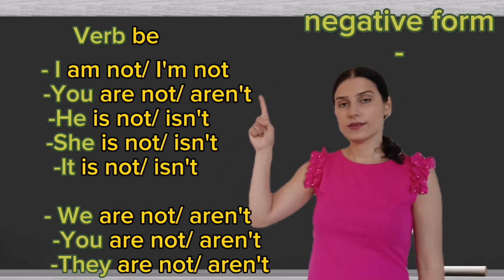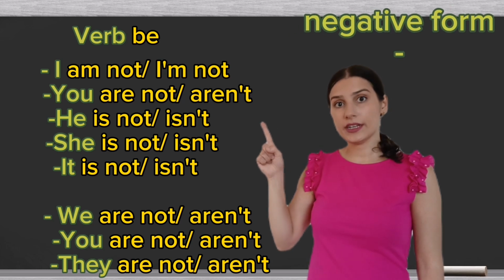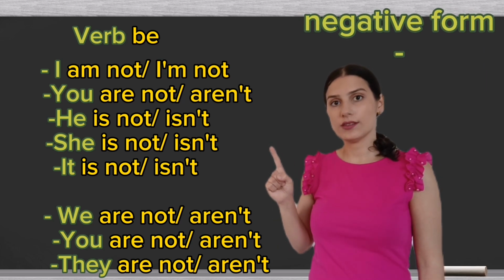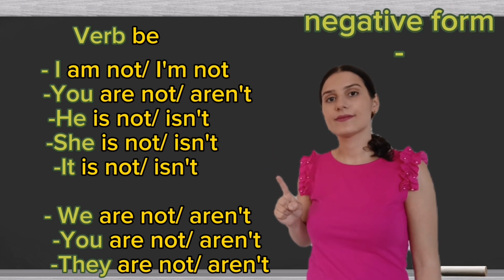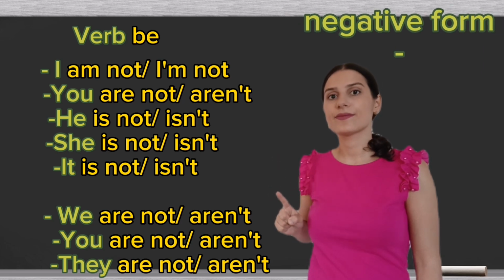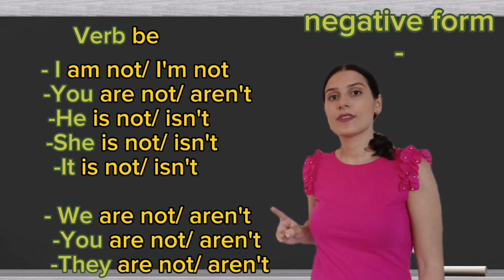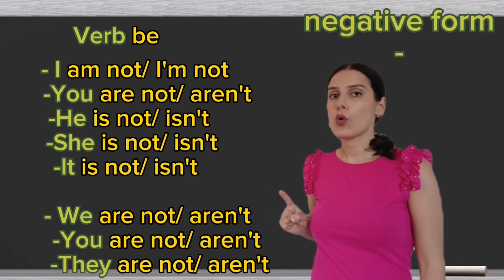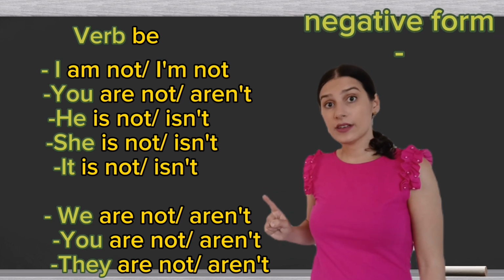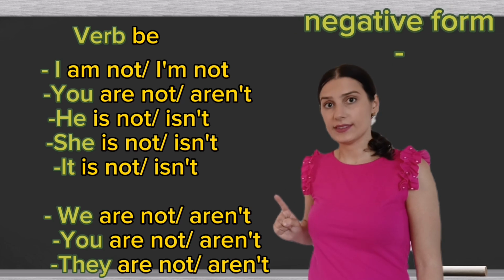I am not. You are not, or you aren't. He is not, or he isn't. She is not, or she isn't. It is not, or it isn't. We are not, or we aren't. You are not, or you aren't. They are not, or they aren't.